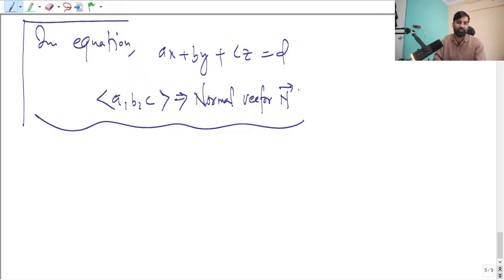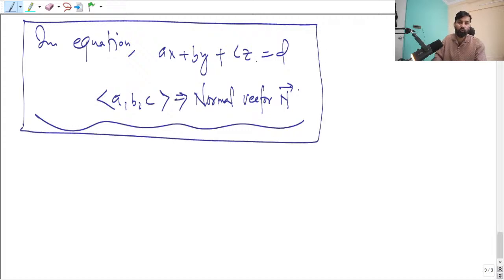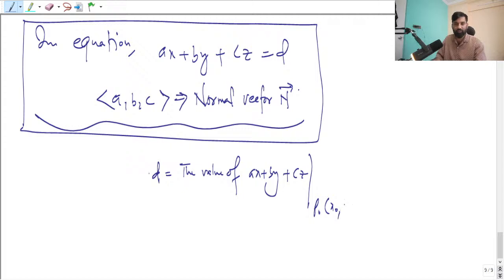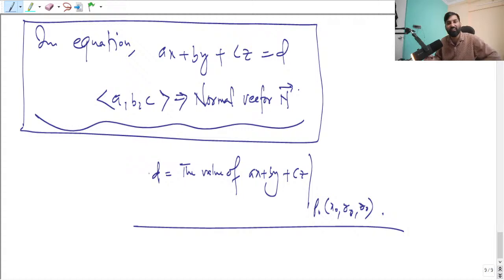You should always remember this. And how can we find this d? d is nothing but the value of ax + by + cz at (x naught, y naught, z naught). Okay, you should remember this. This is important to remember.